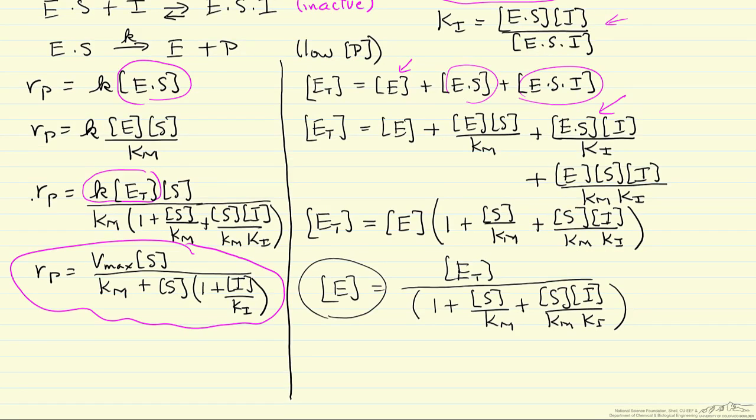It's the rate expression for enzyme kinetics where we have uncompetitive inhibition. And if we compare it to the Michaelis-Menten expression, it looks similar, but we have this additional term in the denominator, which is telling us the rate is going to be slower, of course, because of inhibition, but it looks similar in form to the Michaelis-Menten expression.